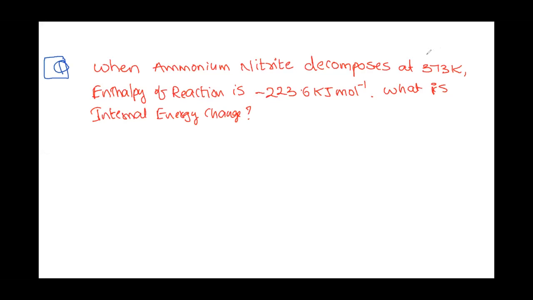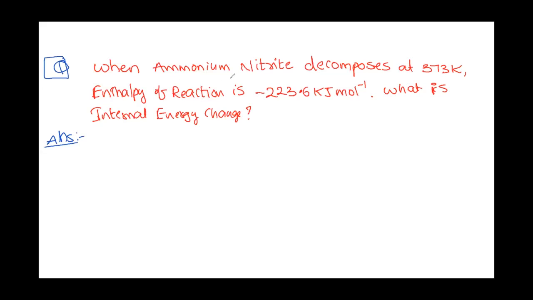Okay, next question is here. When ammonium nitrite decomposes at 373 Kelvin, the enthalpy of reaction is minus 223.6 kilojoule per mole. What is the internal energy change? I think the question is clear. Now you can try, and I will explain with a detailed technique.